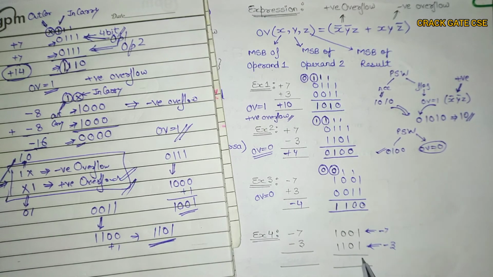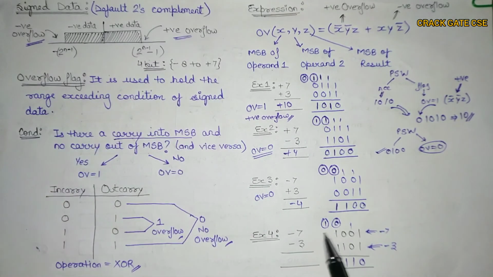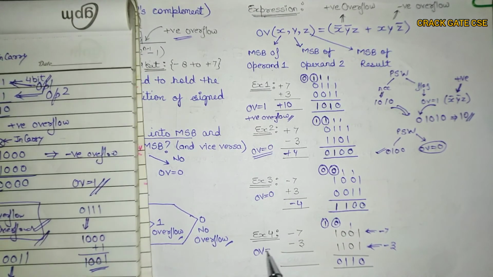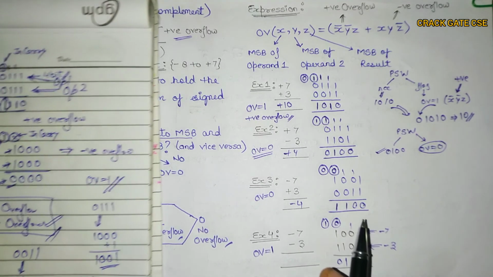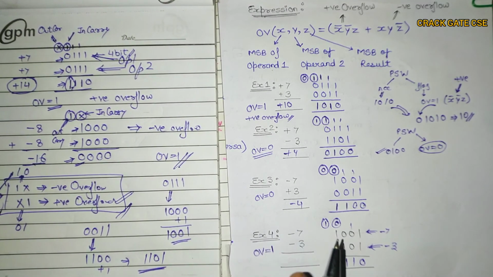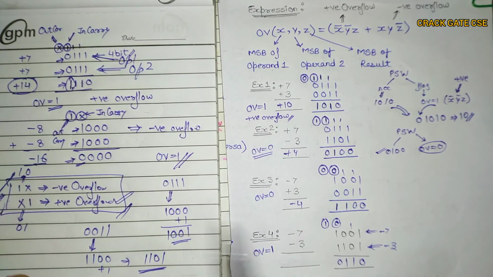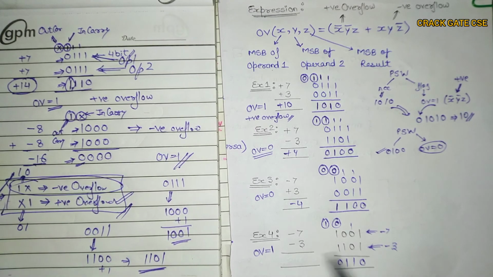Now we have to add this. 1 and 1 will be 0, 1 will be here, this 1 will be here, this will be 0. That means there is no in carry. 1 and 1 will be 0, and this is 1. That means there is one out carry. Now if both the values are different, then we can say that there is an overflow. So it is confirmed that this is overflow. Now what kind of overflow is it? Negative overflow or positive overflow? Here you can see that I have the value as 1 and this as 0. So it comes under negative overflow, right? So it is negative overflow, and this will be minus 10, right?